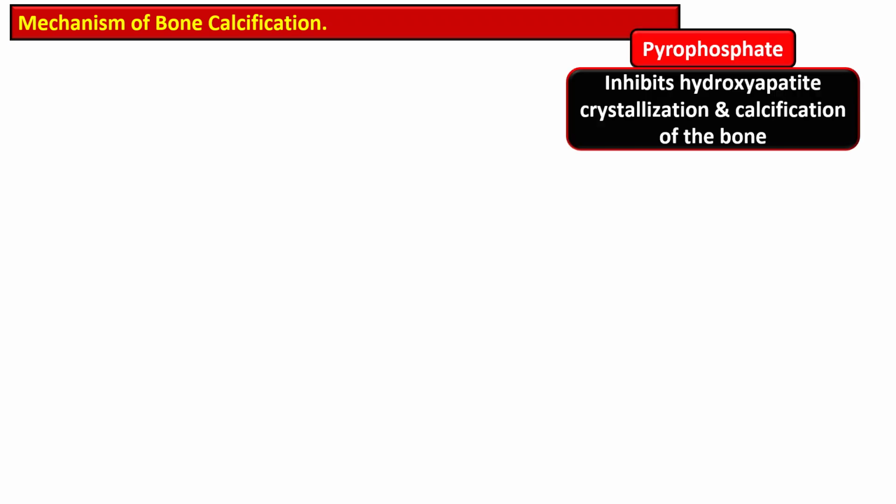So earlier we have seen that pyrophosphates are the natural inhibitors of bone calcification. It inhibits the bone calcification. It prevents hydroxyapatite crystals from forming too soon or too much. This keeps unwanted calcification in the soft tissue and joints in check.